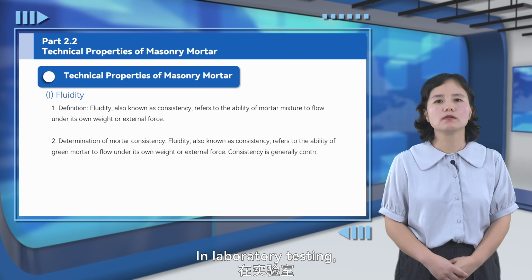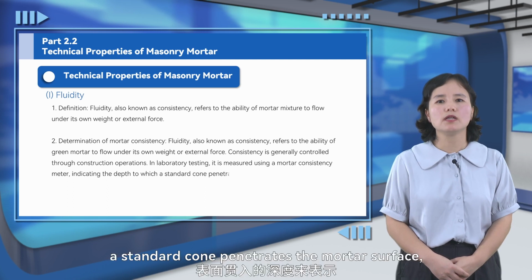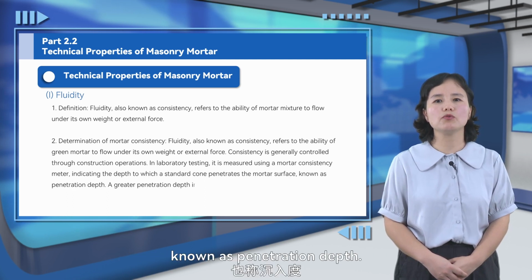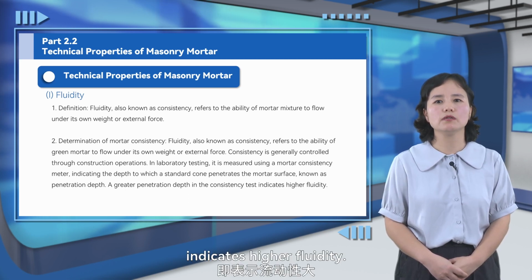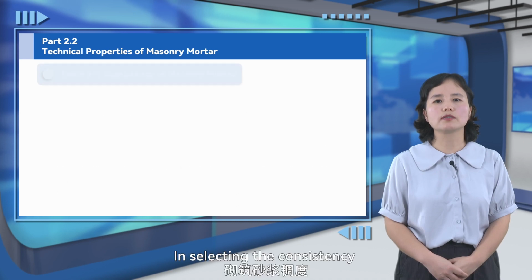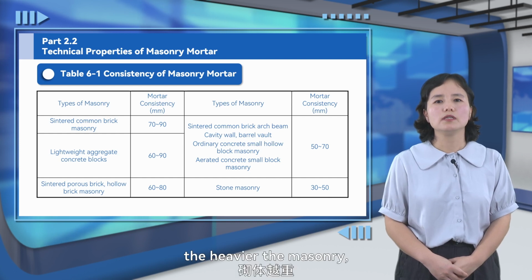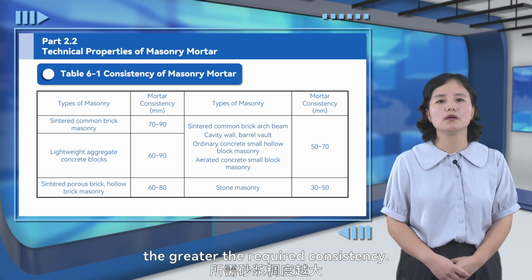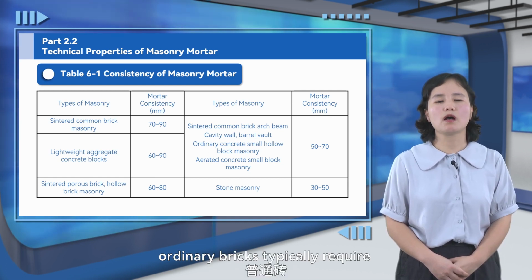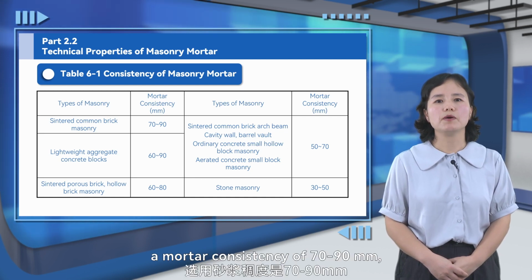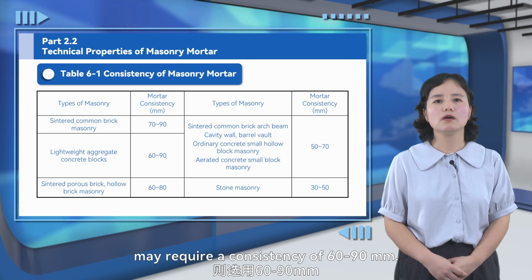In laboratory testing, it is measured using a mortar consistency meter, indicating the depth to which a standard cone penetrates the mortar surface, known as penetration depth. A greater penetration depth in the consistency test indicates higher fluidity. In selecting the consistency of masonry mortar, it is generally observed that the heavier the masonry, the greater the required consistency. For instance, as shown in Table 6.1, ordinary bricks typically require a mortar consistency of 70 to 90 mm, while small hollow blocks may require a consistency of 60 to 90 mm.